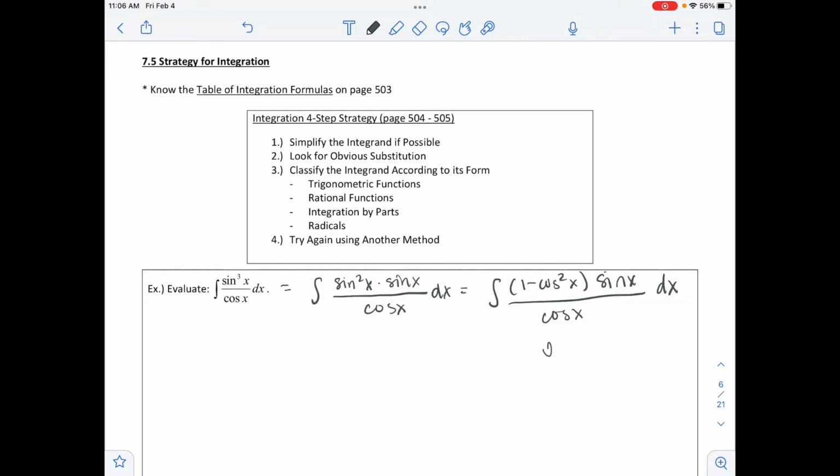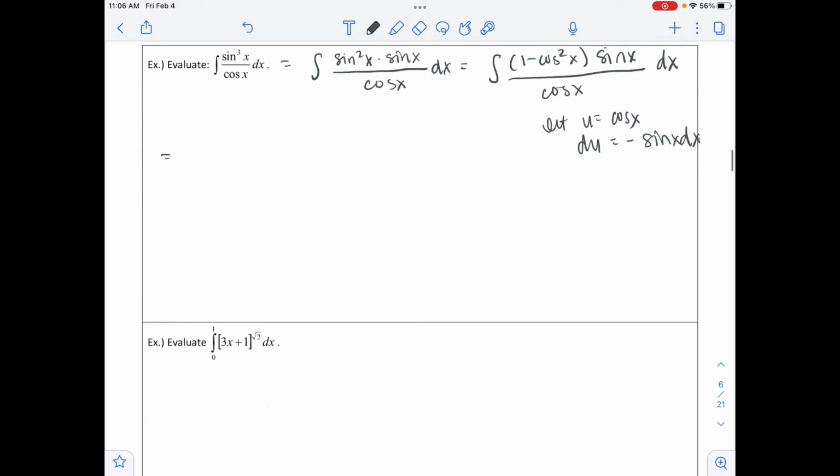From here, I'm going to let u equal cosine of x, and then our derivative is going to be negative sine of x dx. I'm going to do the correct substitution for this problem, and I have a negative, so I'll put that out in front. The integral of, and it becomes 1 minus u squared over u du. I can separate this, the numerator over the denominator, so I would have 1 over u minus u squared over u, or just u, du.